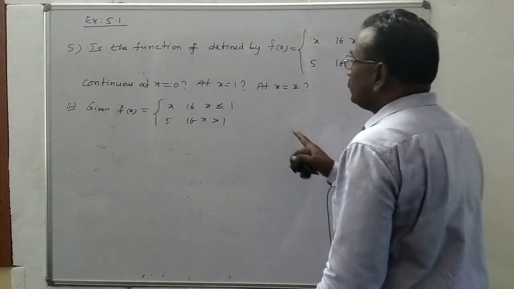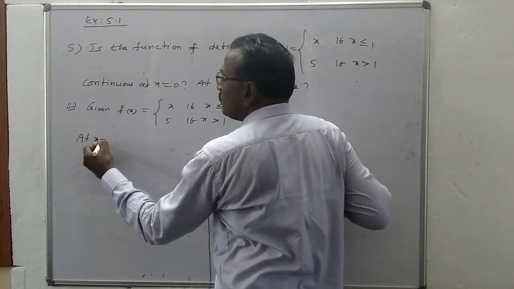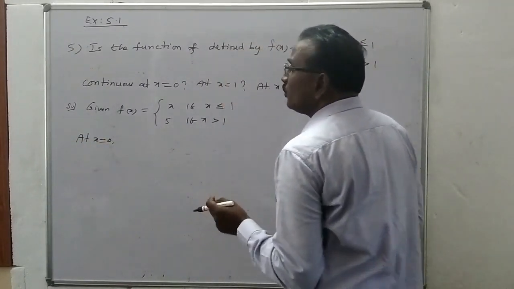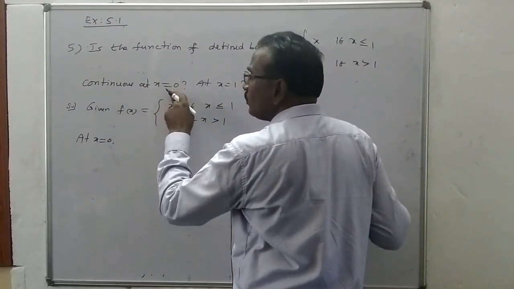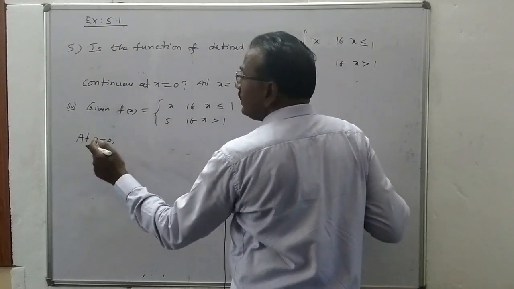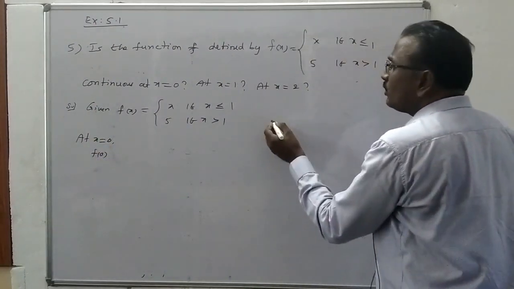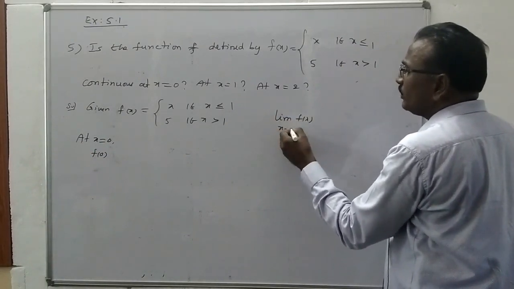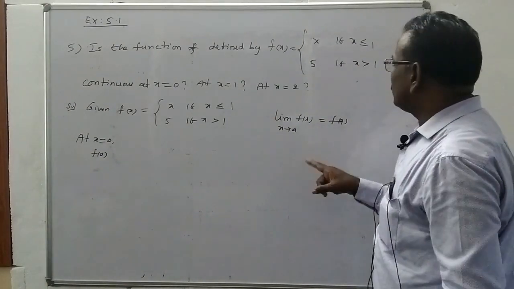So the first question, at x is equal to 0: what is the function value first? We have to prove whether the given function f of x is continuous at x is equal to 0 or not. So at x is equal to 0, what is the f of 0 value? When we say the function is continuous, limit f of x as x tends to a is equal to f of a, the function is said to be continuous at x is equal to a.